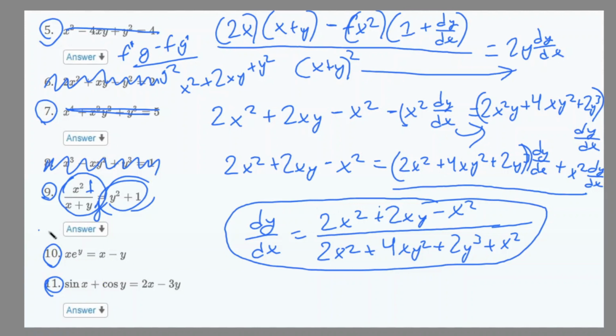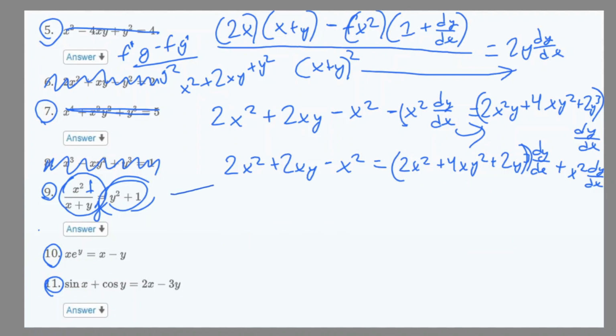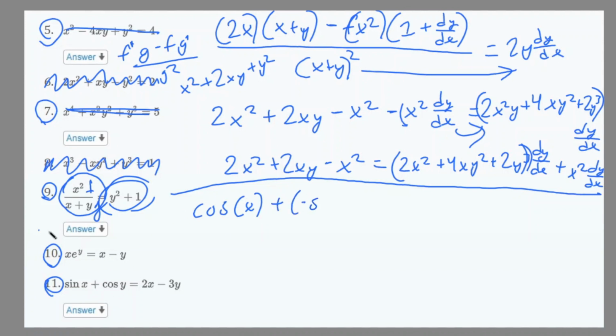So let's move on to number 11. We're going to skip number 10 just because we've dealt with that type of question already. Number 11 is going to be pretty straightforward, I think. The derivative of sine x is going to be cosine x, and then the derivative of cosine y is going to be negative sine y, times dy/dx because it is a y function. On the right side, we have 2x, the derivative of that is 2, minus 3y, the derivative of that is going to be 3 dy/dx.